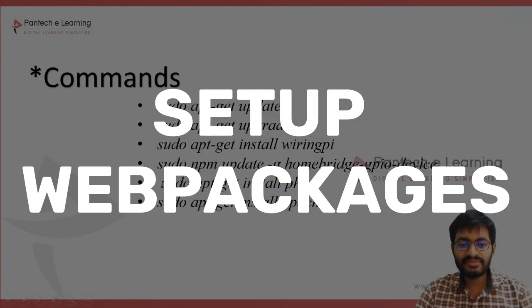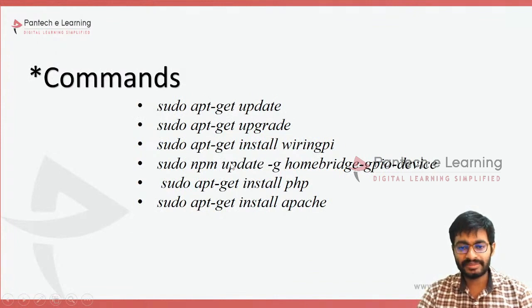So here first we have to get the update. So sudo apt-get update will download all the updated files. Whatever updated files there are should be upgraded, which is done with the help of sudo apt-get upgrade. Then comes sudo apt-get install wiringpi. So wiringpi is the most important part.